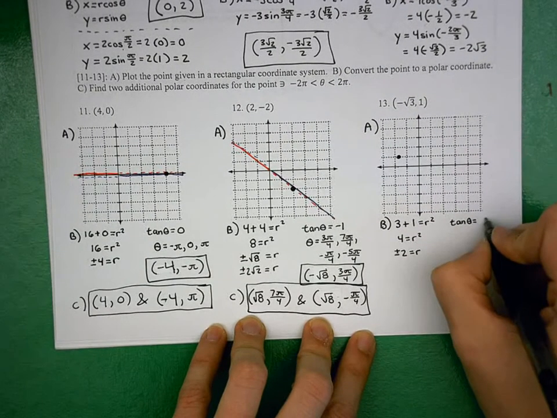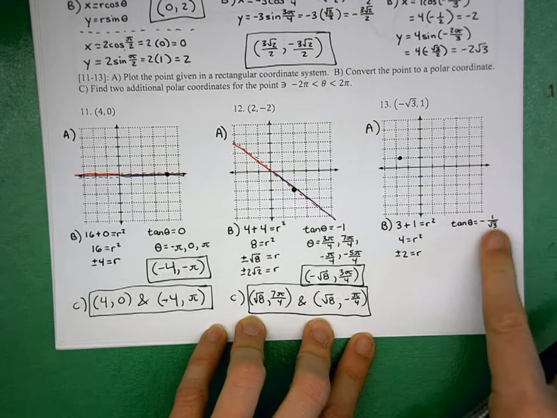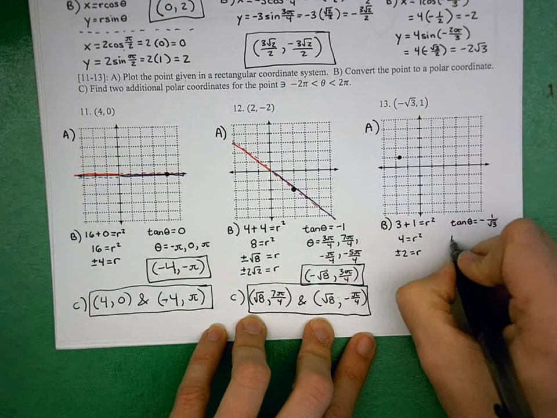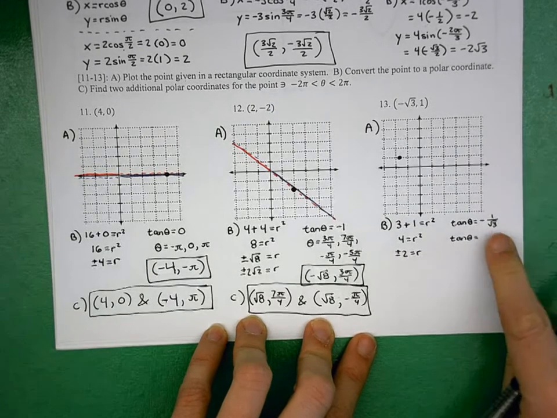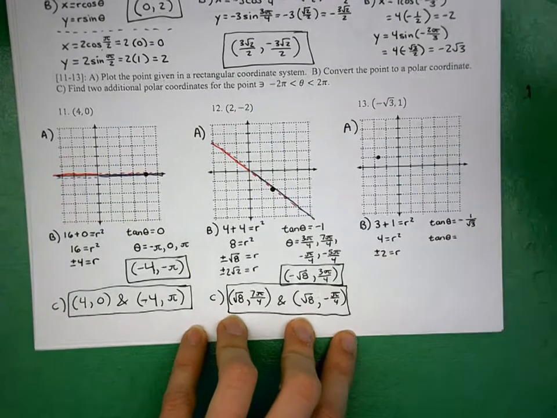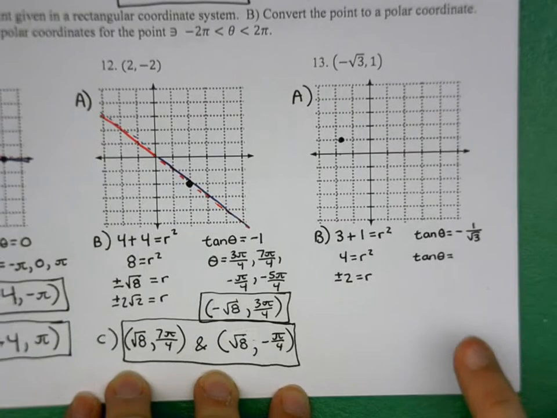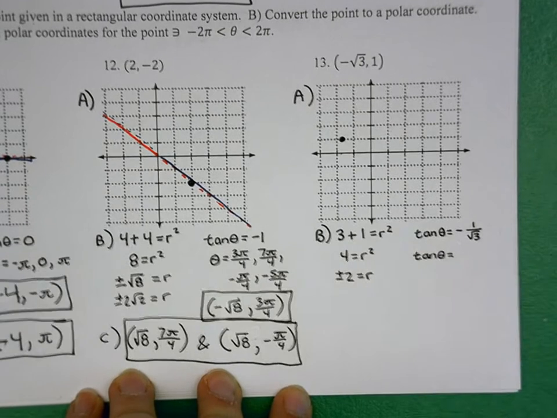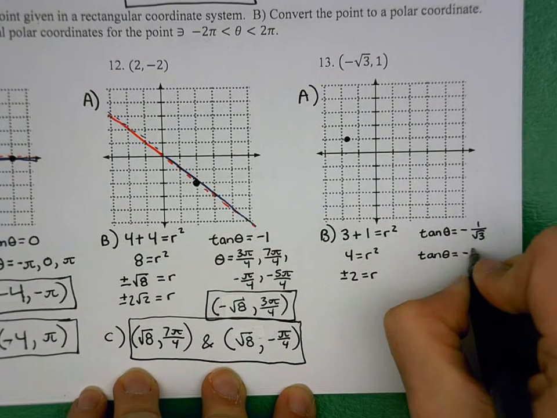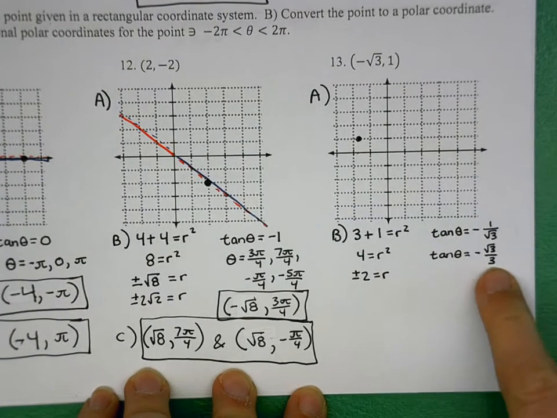For those who are not comfortable seeing it this way, some people might look at that and know what their theta is, but the other thing you could do is rationalize the denominator. Let me zoom in on this a little bit. Multiply top and bottom by root 3, and you'd have negative root 3 over 3. If you're more comfortable finding theta with this ratio rather than this one, then you could rationalize the denominator.